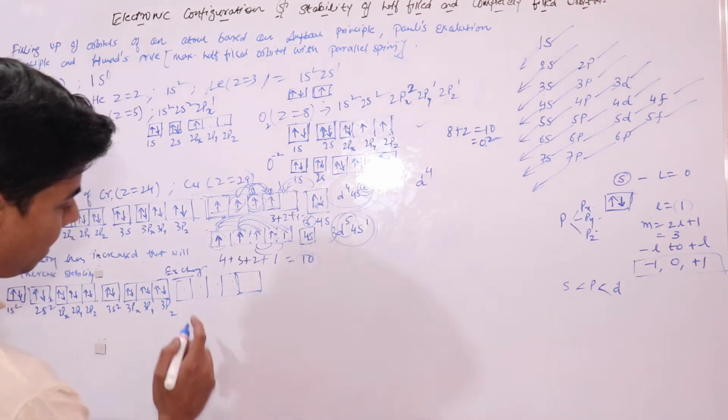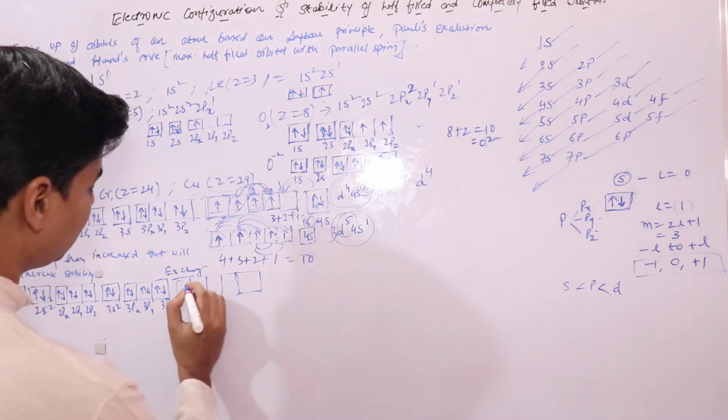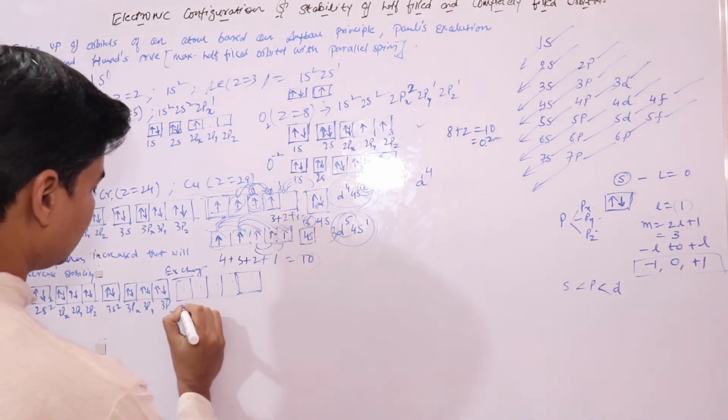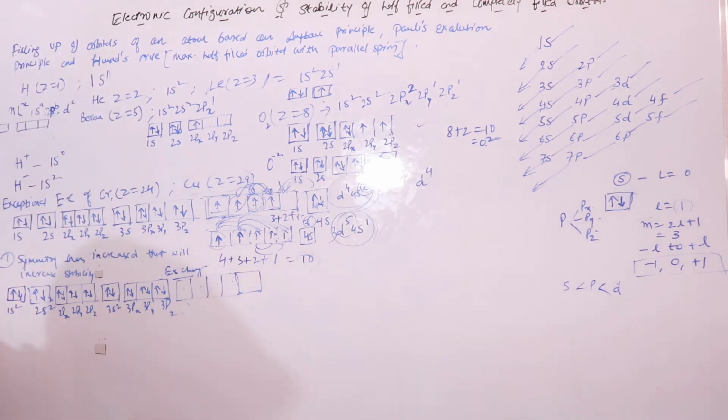So here you have 3d orbitals, right? And this is 3d xy, xz, yz, then 3z square. These are the orbitals of the d subshell, right?